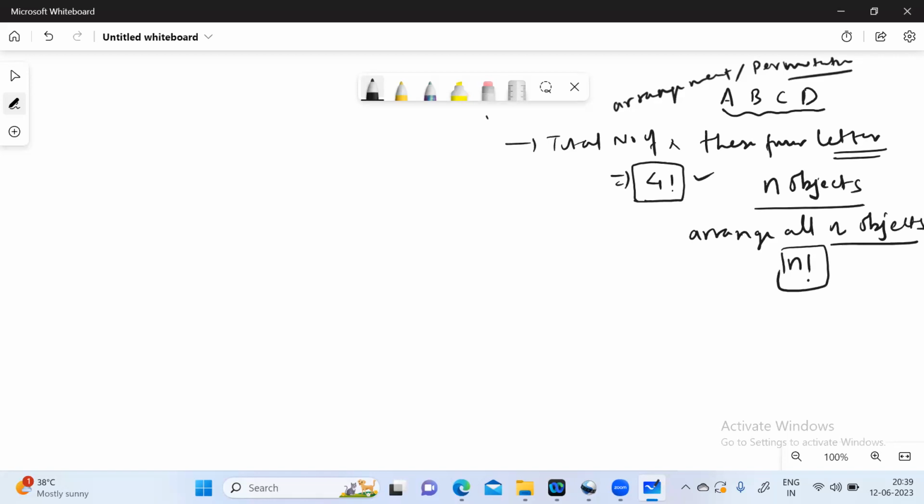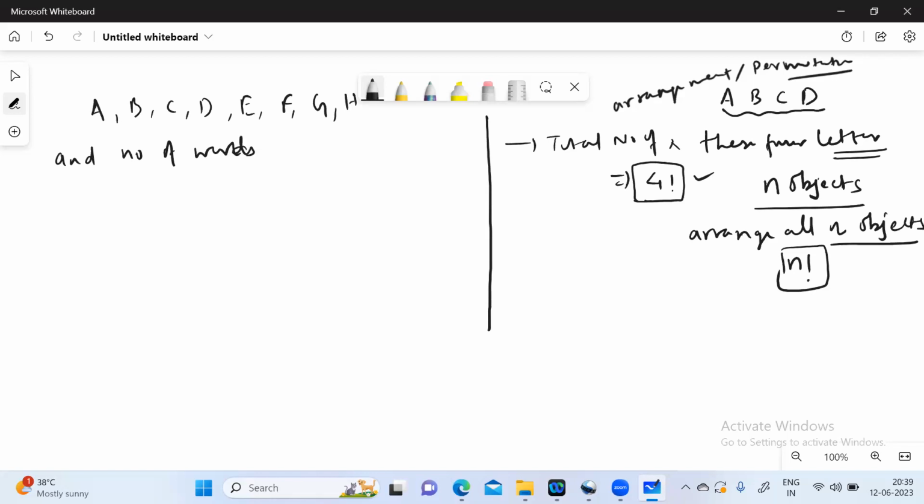And then we also studied that if the number of objects that you have to take in one arrangement is less than the total number of objects, like if we have A, B, C, D, E, F, G, H, like we have 8 letters, and if someone asks you the number of 5-letter words that can be made by these 8 letters.